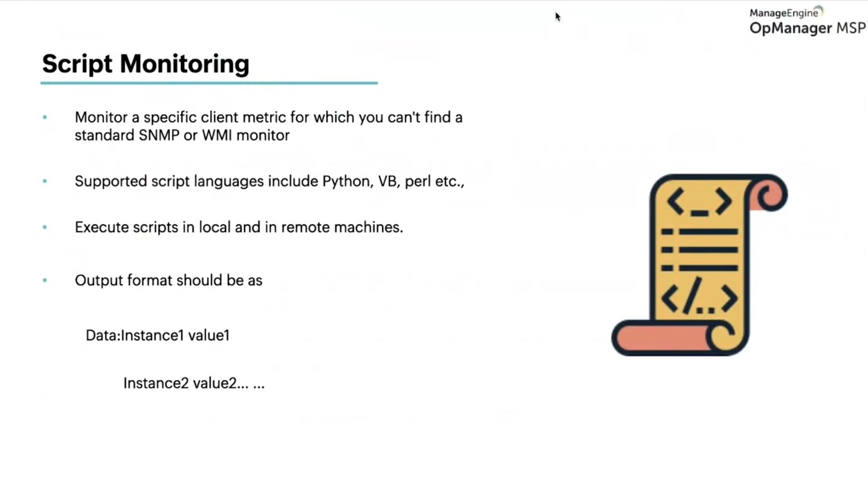Script templates can be used to monitor a specific client metric for which you can't find a standard SNMP or WMI monitor. Now let's say you wanted to monitor the expiry dates of SSL certificates that sit on your servers. They can now be monitored with the help of script templates. For those requirements, you can go ahead and use script templates. You can write your own script in any of the languages like Python, VB, Perl, etc. And those scripts can be directly imported in the tool and executed to get results. These scripts can both be executed in local as well as remote machines. Output formats of these scripts should be in a predefined model like the ones displayed on screen.